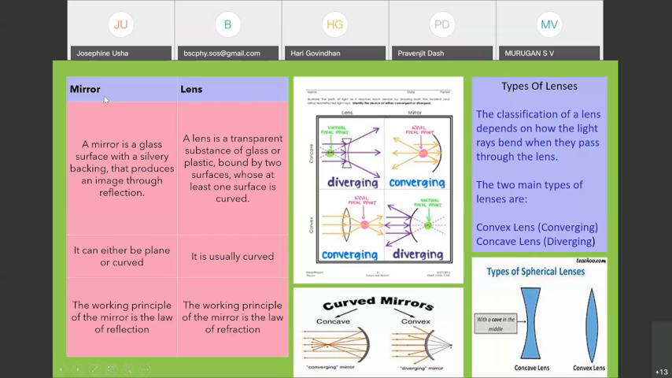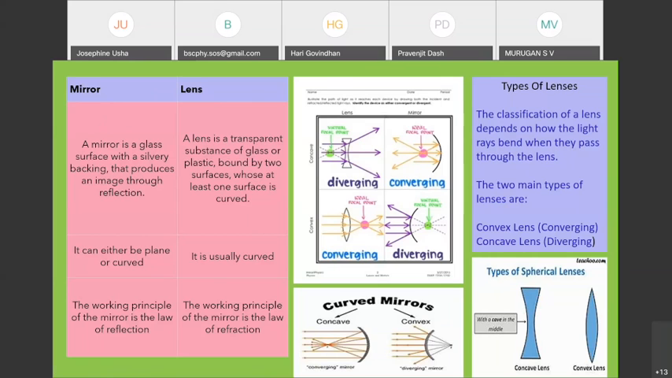As we all know, do you know the classification of mirrors or lenses? They are mentioned here. Do you know that? Yes, ma'am. Yes, what are they? Convex lens and concave lens. Yes, good. So convex and concave lens, but there is some difference between mirror and lens.